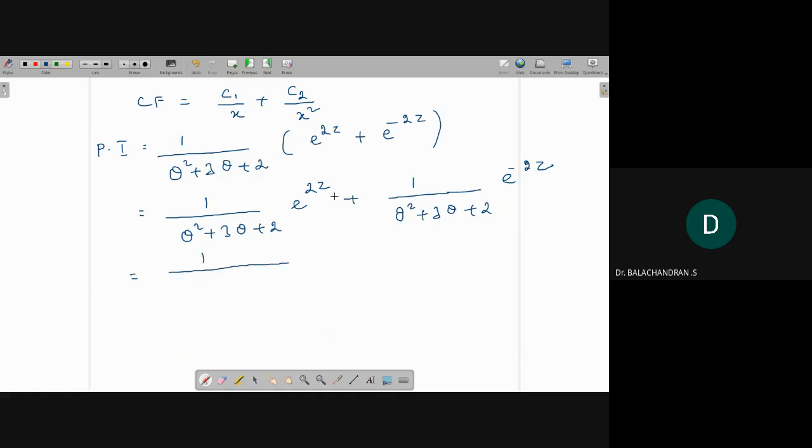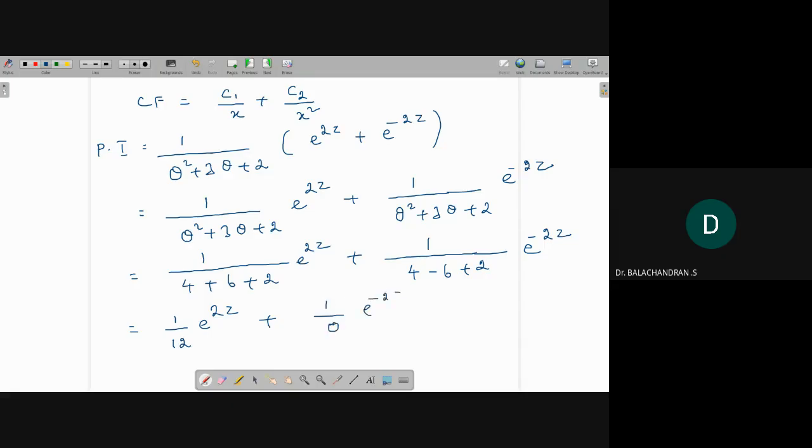So theta by 2, because type 1, 2 square is 4 plus 6 plus 2 into e power 2z. Here again theta by minus 2, so 4 minus 6 plus 2 into e power minus 2z. So this is equal to 1 by 12 e power 2z plus, this is actually 6 minus 6, 0. So I will write 1 by 0 into e power minus 2z.